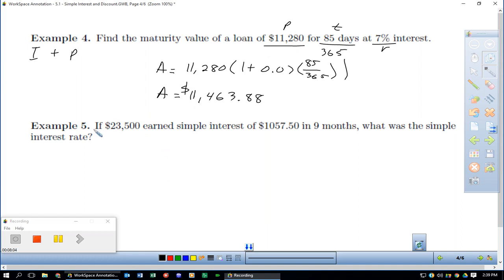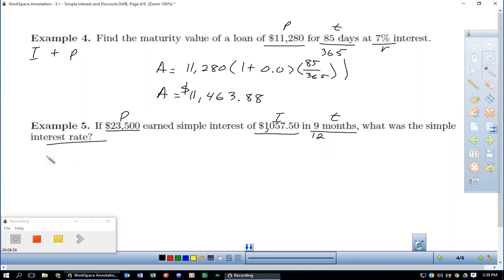All right, example 5. If $23,500 earned simple interest of $1,057.50 in 9 months, what was the simple interest rate? So 9 months is our time, out of 12. This is our interest. This is actually our principal. So we have principal, interest, and time, and we want to know what is the rate.